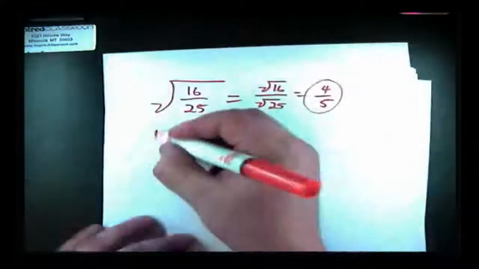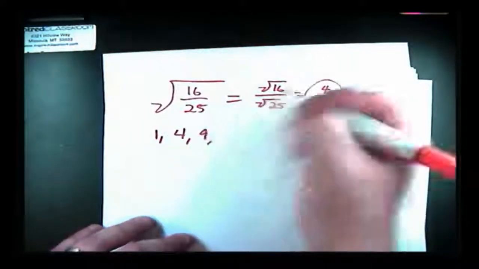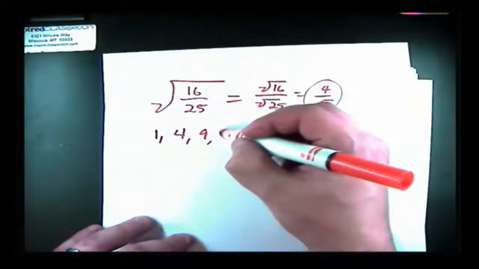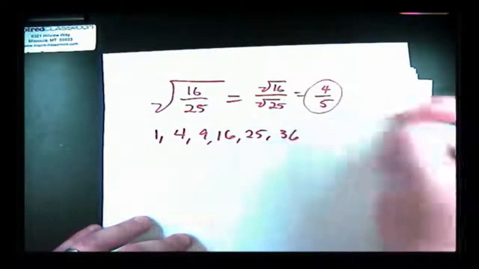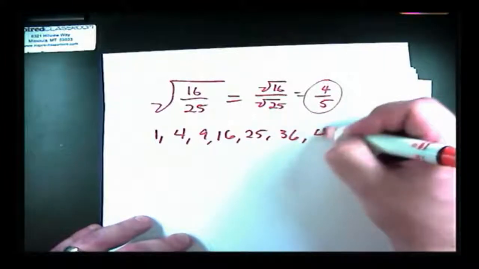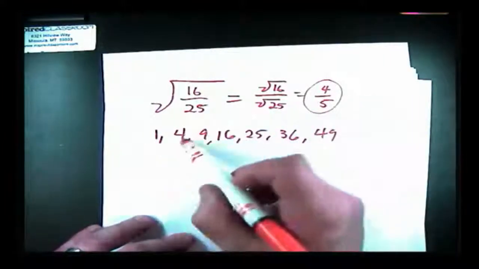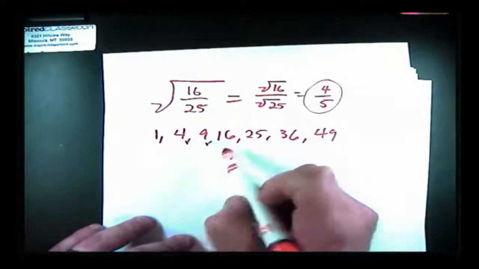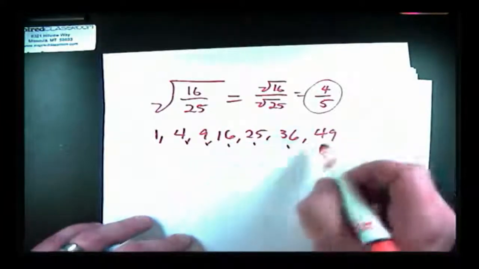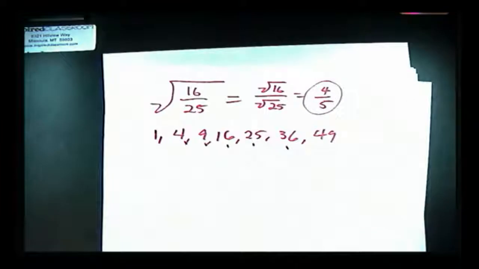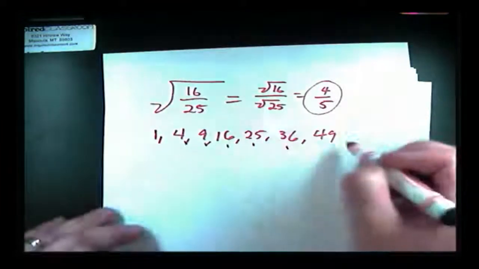Perfect squares: 1, 4, 9, 16, 25, 36, 49. This is 1 times 1. This is 2 times 2. This is 3 times 3. This is 4 times 4. This is 5 times 5. 6 times 6. That's what the definition of squared means, right? It's a number times itself.